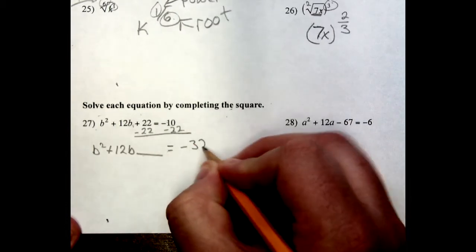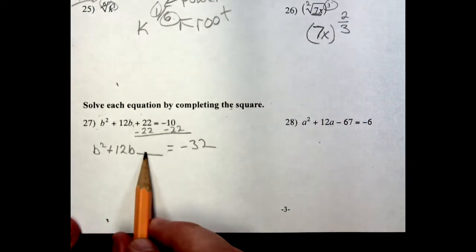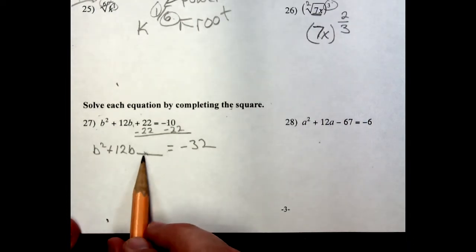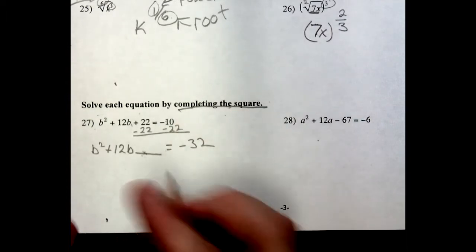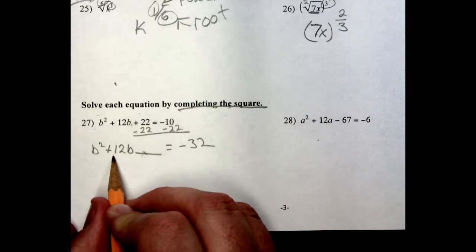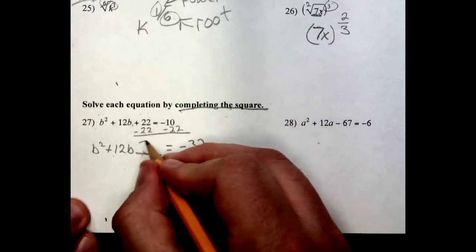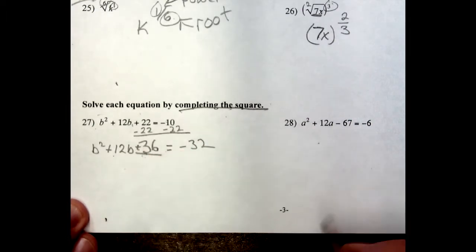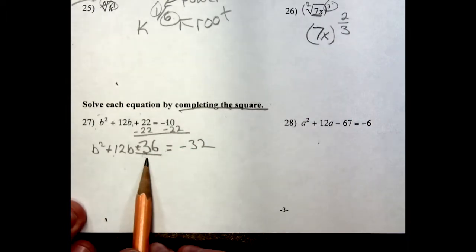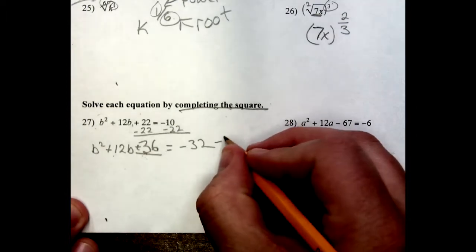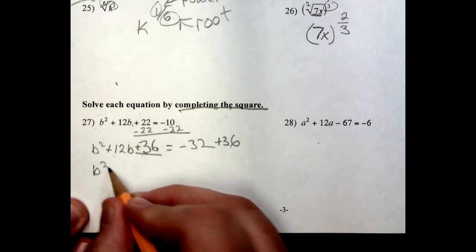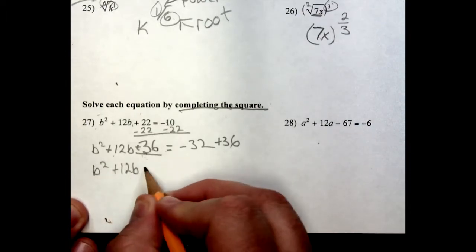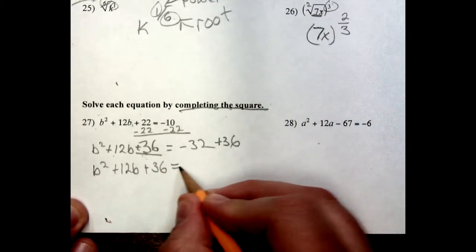Negative 32. Now you're going to say, Mr. Adams, what am I going to put in here to complete the square? Because completing the square, there's an algorithm that we use. What is 1/2 of 12? 6. What is 6 squared? 36. So I'm going to add 36 here, but remember, whatever I do on one side of the equal sign, I have to do on the other side. So now I've got b squared plus 12b plus 36 is equal to 4.